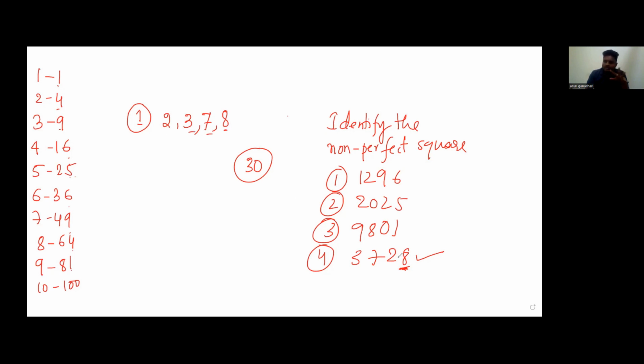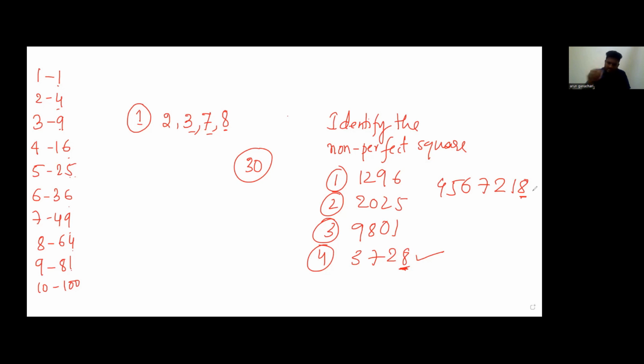Getting this? Don't get bothered if the number is very big also. Let us say the number is very big: 4, 5, 6, 7, 2, 1, 8. So is it a perfect square or not a perfect square? Not a perfect square, because it has 8 in the last digit. Getting this? This was your first property. Write down the second property.